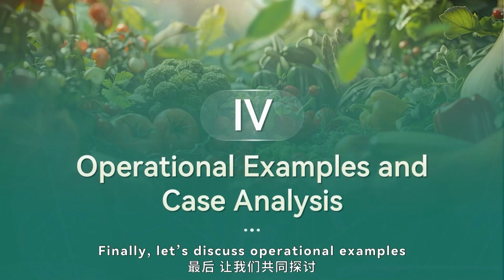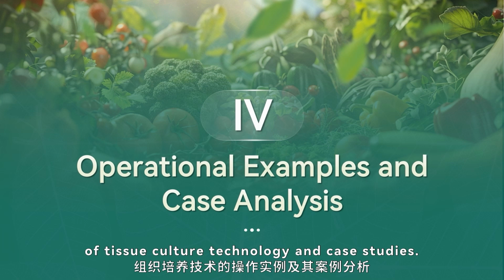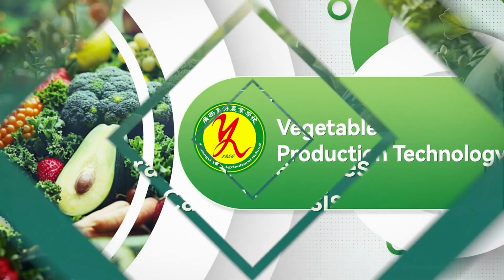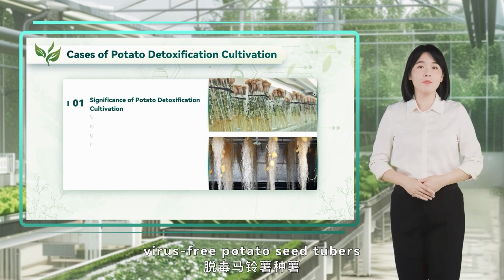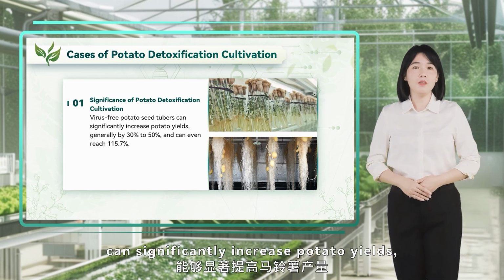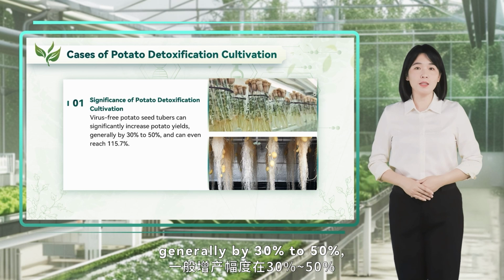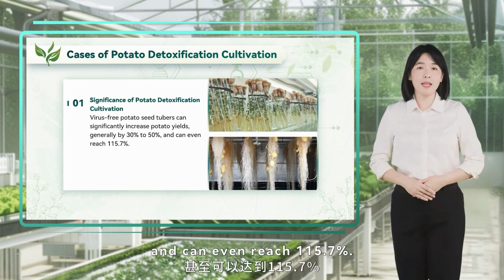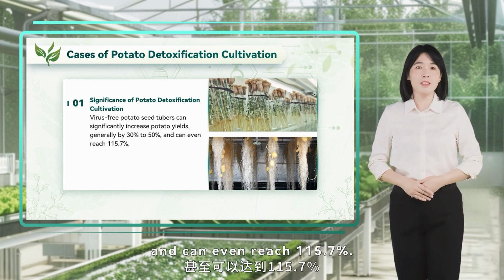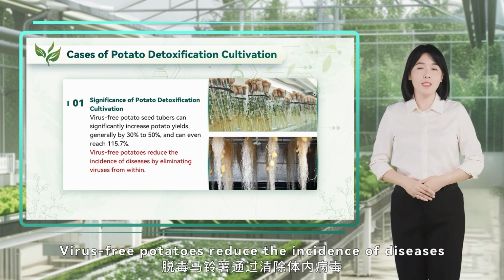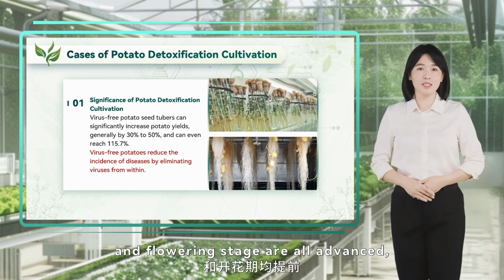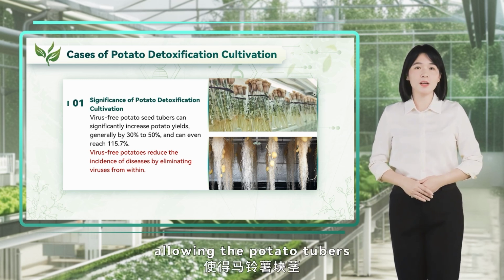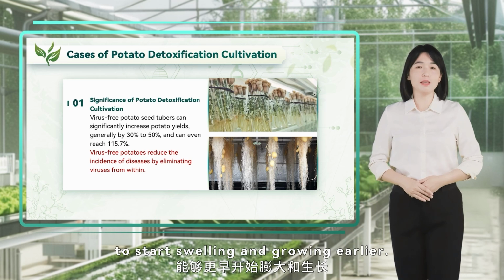Finally, let's discuss operational examples of tissue culture technology and case studies. Taking potato detoxification cultivation as an example, virus-free potato seed tubers can significantly increase potato yields, generally by 30% to 50%, and can even reach 115.7%. Virus-free potatoes reduce the incidence of diseases by eliminating viruses from within. The seedling stage, budding stage, and flowering stage are all advanced, allowing the potato tubers to start swelling and growing earlier.